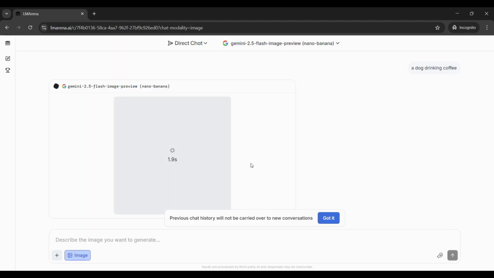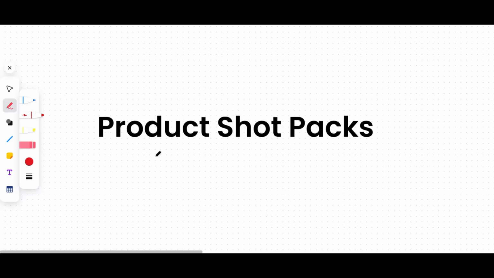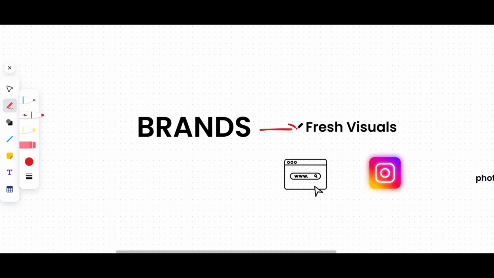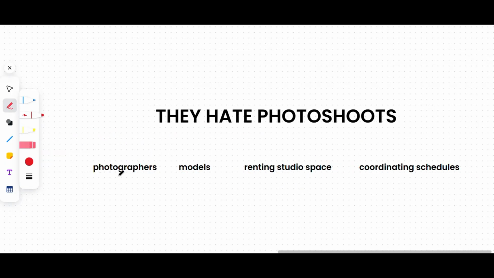You can do this any number of times. Now that you're set up, let's talk money. Here are 7 ways you can earn from it. Method number 1, Product Shot Packs, and this is the easiest way to start making money immediately. Here's what's happening. Brands constantly need fresh visuals for social media and websites, but they hate paying for new photo shoots every time. Think about it, hiring photographers, models, renting studio space, coordinating schedules. A single professional shoot costs $500 to $2,000 and takes weeks to organize.